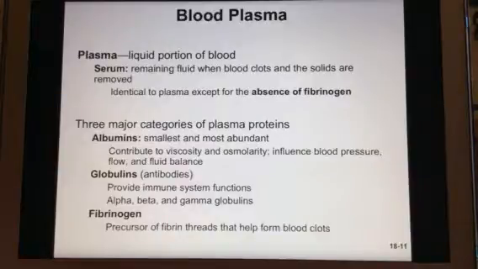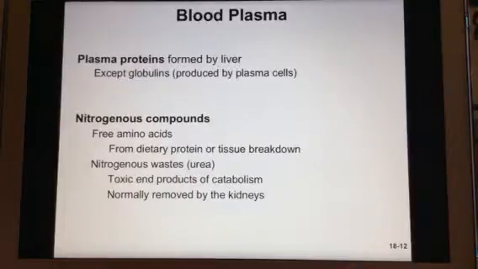And then the third one is fibrinogen. It is probably the one that we will talk most about because it does help form a blood clot. It is the protein that will transform into fibrin threads that help to form the blood clots. Plasma proteins are formed by the liver, except for globulins. They are produced by plasma cells themselves.